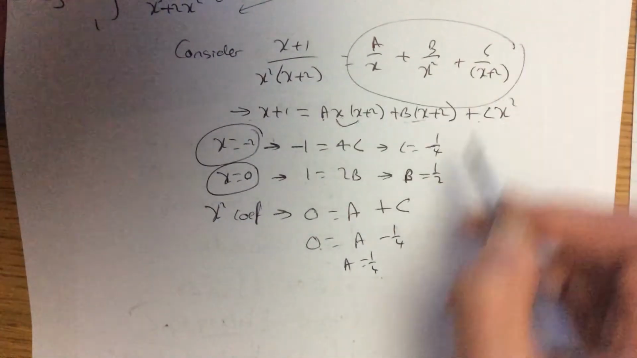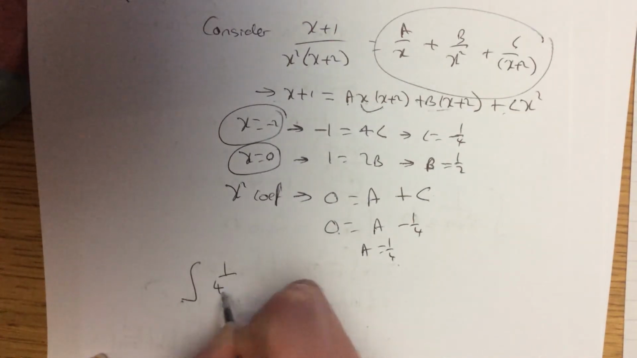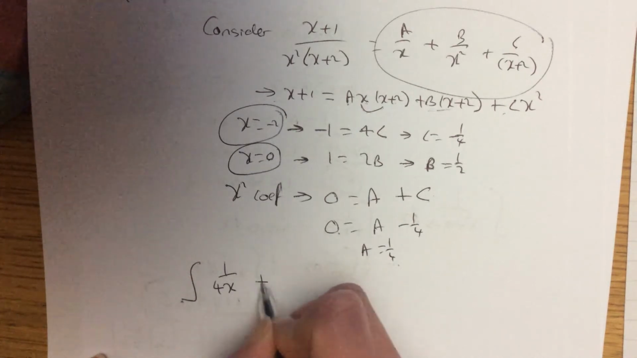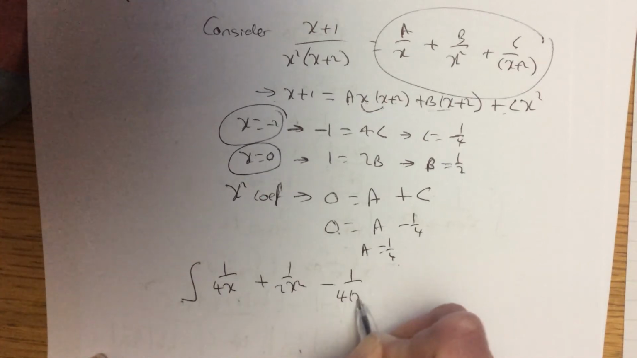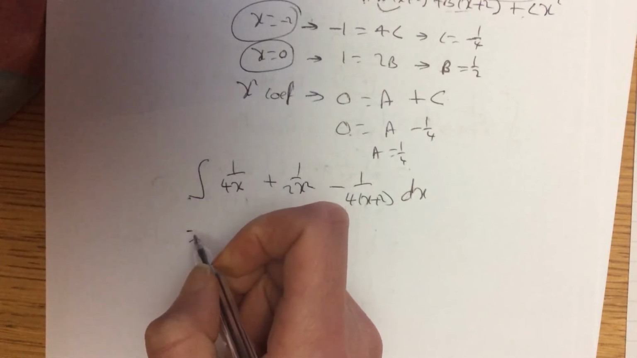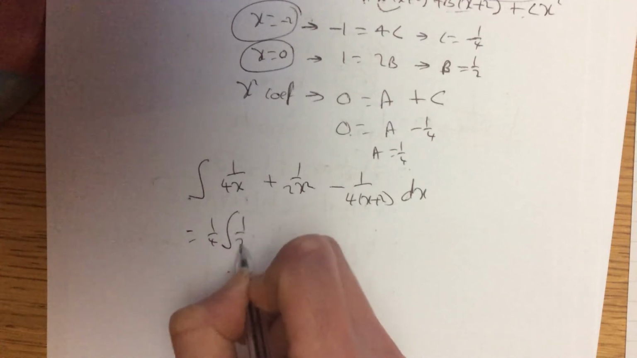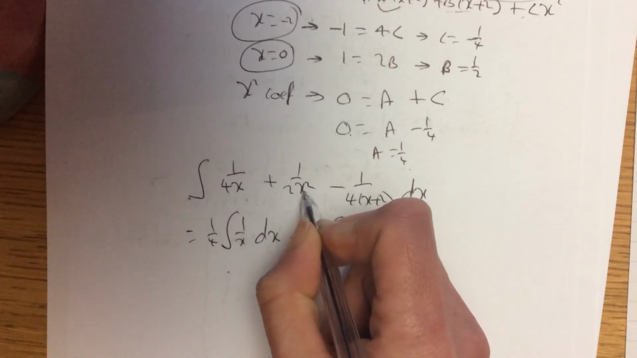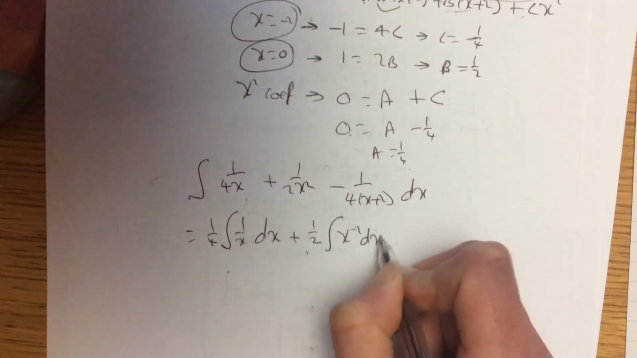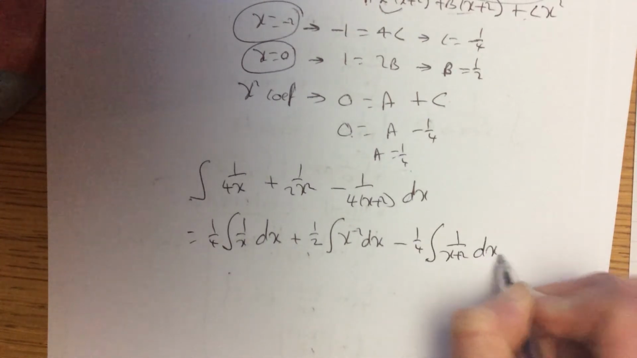So I'm going to write my integral out using that. So it's going to be the integral of a plus b plus c, which is minus a quarter. Now, I am going to split these up as I did before. So this one becomes a quarter, the integral of 1 over x dx. The next one becomes a half, the integral of x to the minus 2. And the last one becomes the integral of 1 over x add 2 dx.